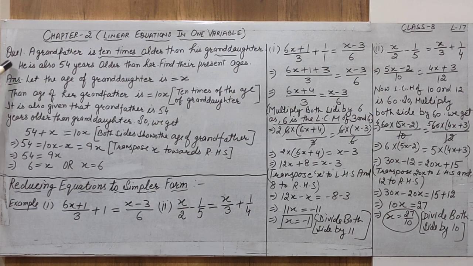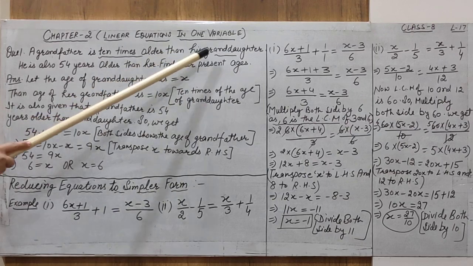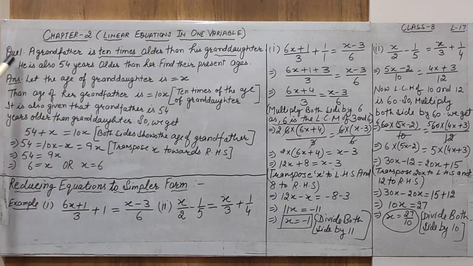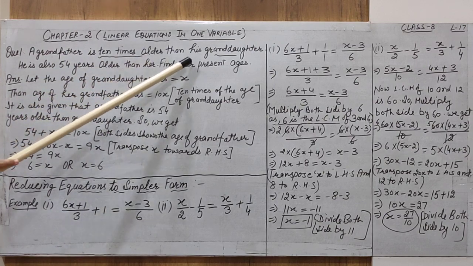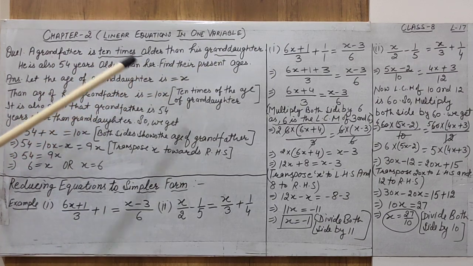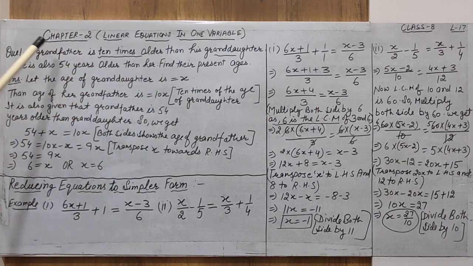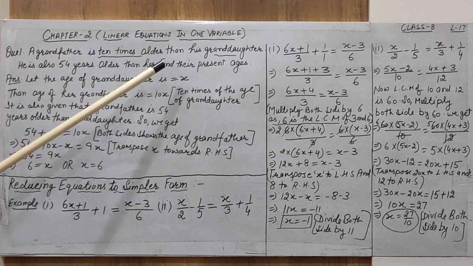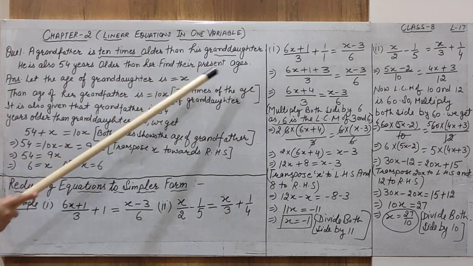The question is, a grandfather is 10 times older than his granddaughter. This is the question from exercise 2.4 in which the application questions are given. A grandfather is 10 times older than his granddaughter. He is also 54 years older than her. Now two conditions are given related to the ages. We have to find their present age.